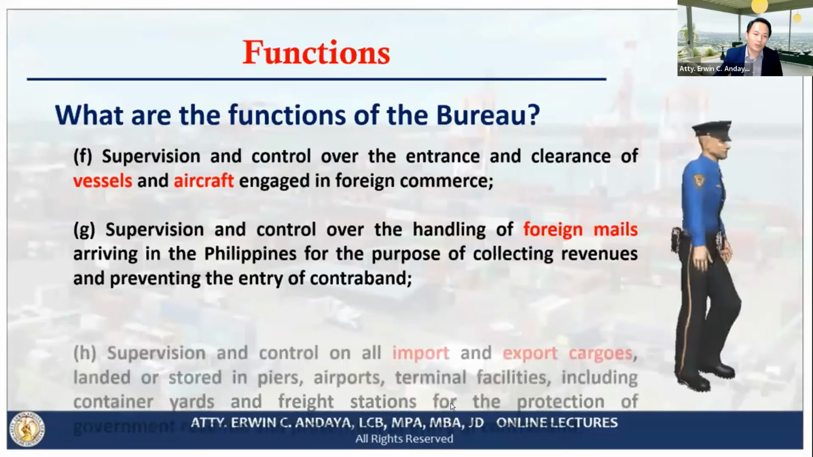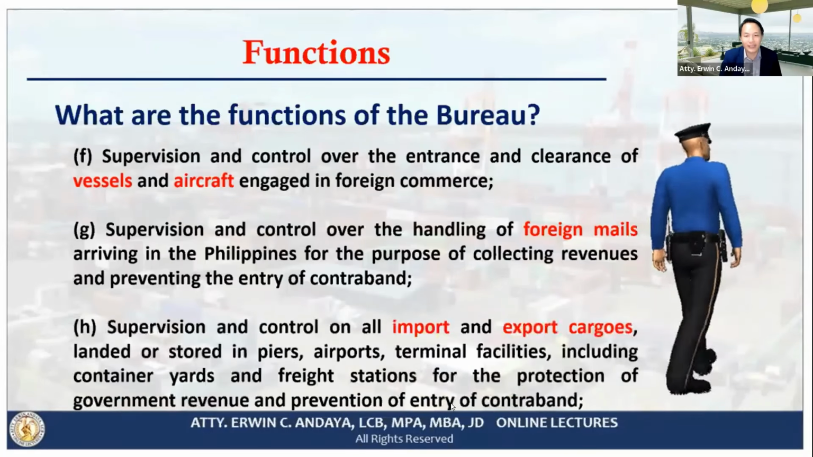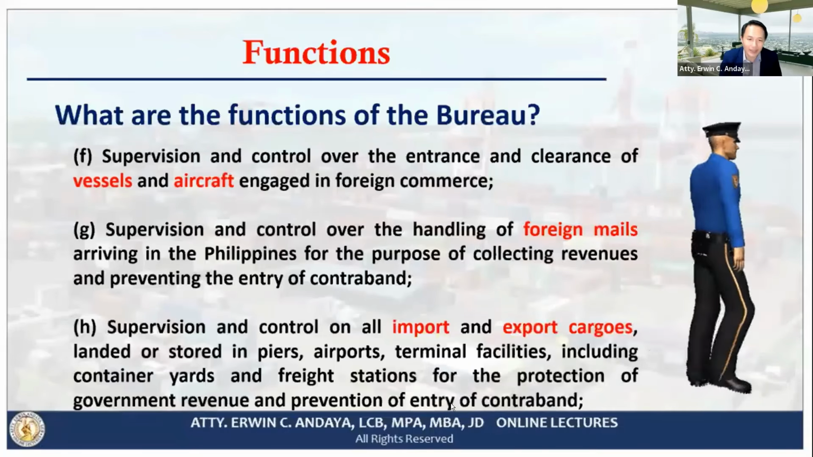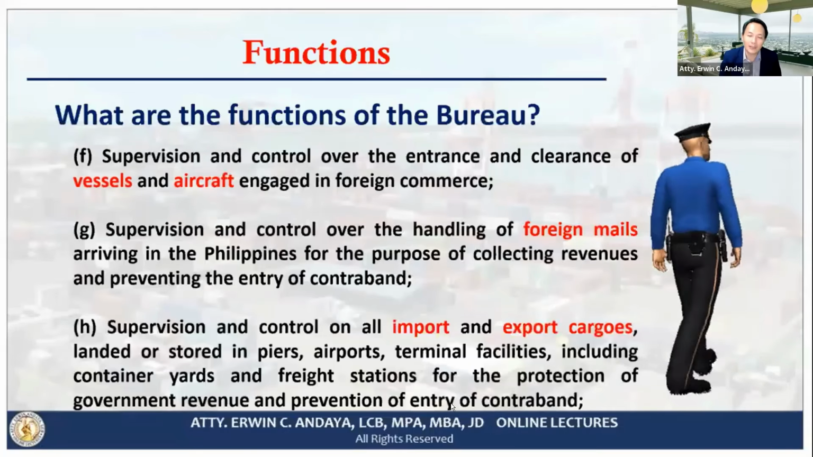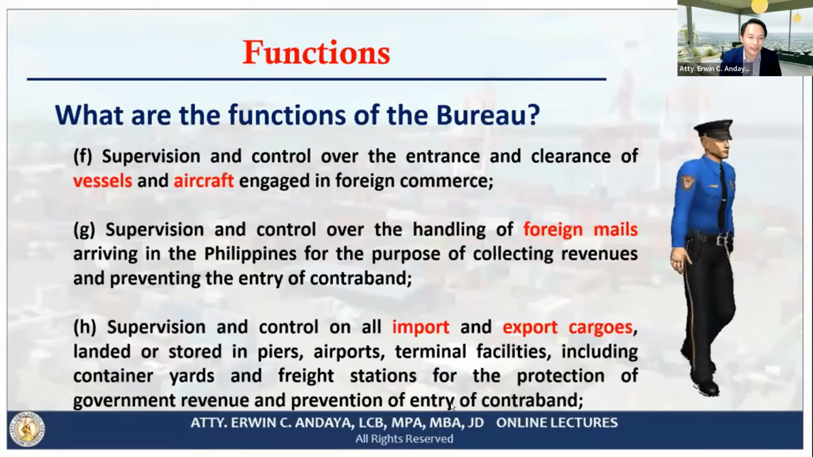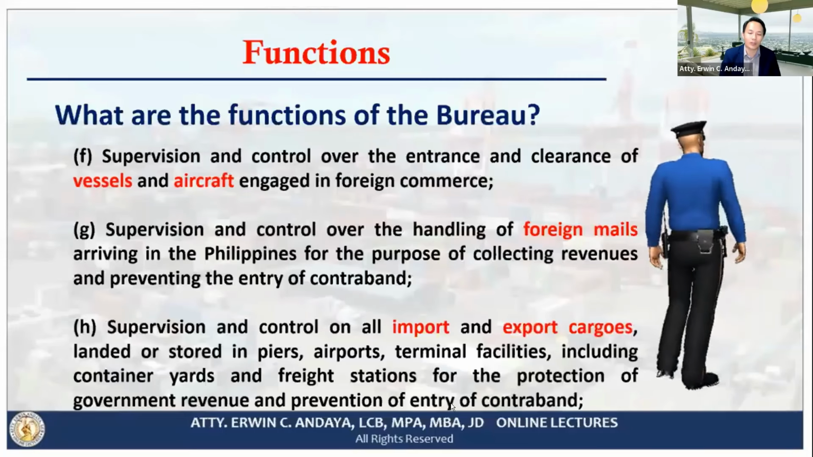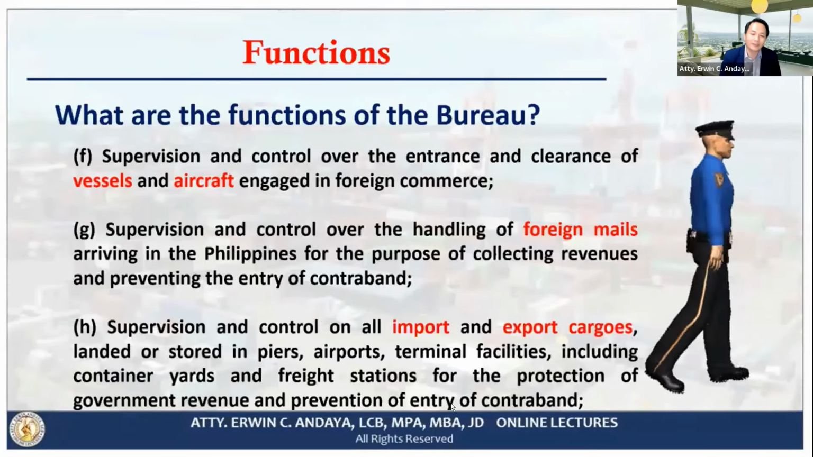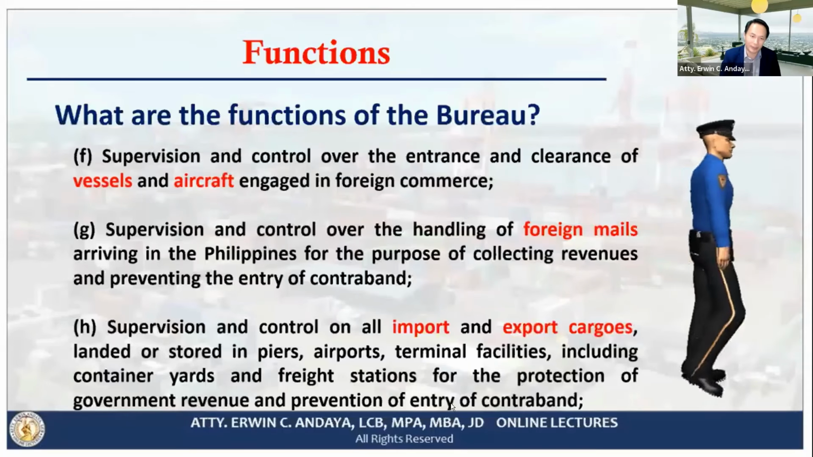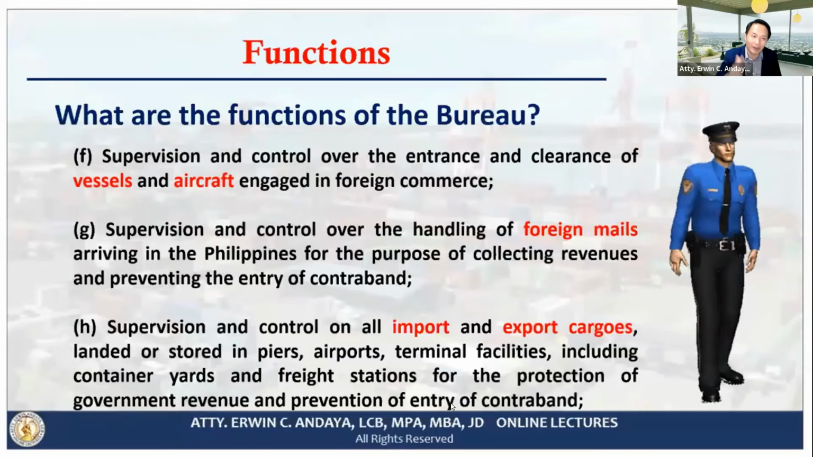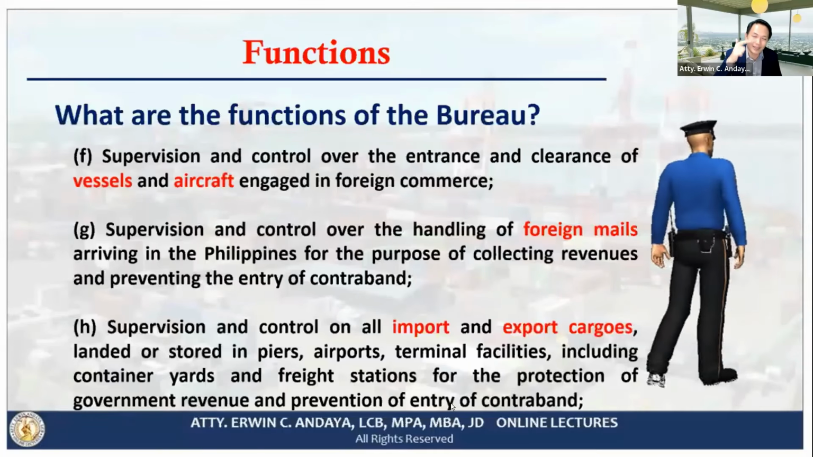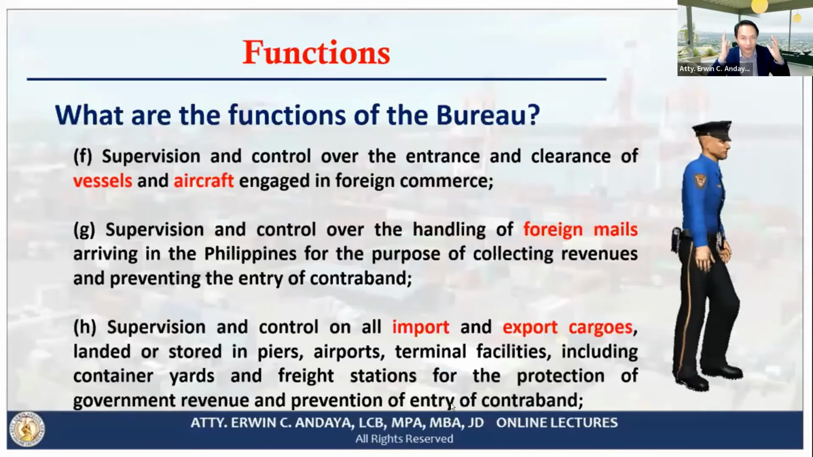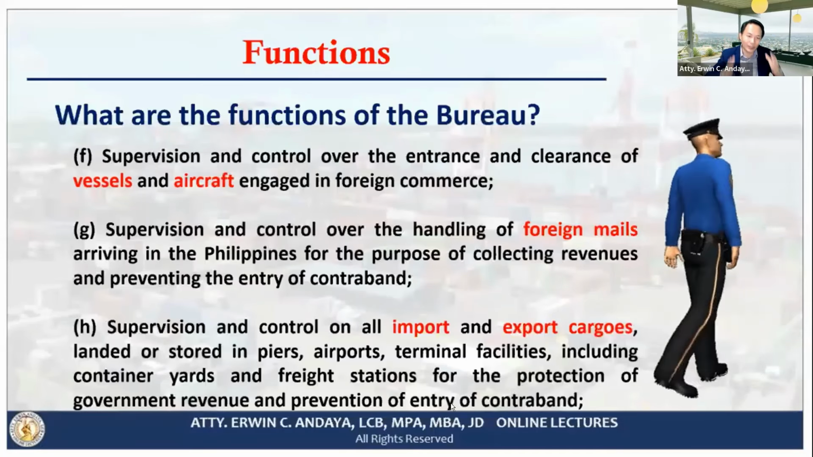Next, supervision and control on all import and export cargoes landed or stored in piers, airports, terminal facilities, including container yards and freight stations for the purpose of protecting government revenue and preventing the entry of contraband. So sounds familiar, di ba? Pareho sila ng basis or ng reason under letter G. And the primary reason is government revenue and border protection.